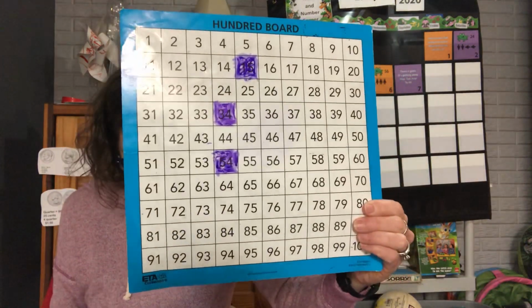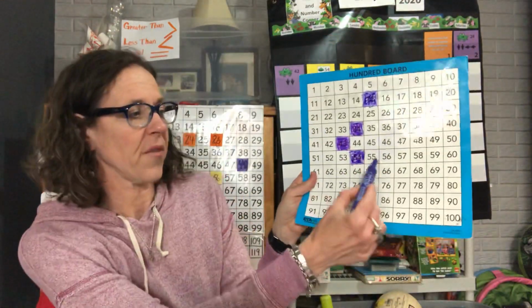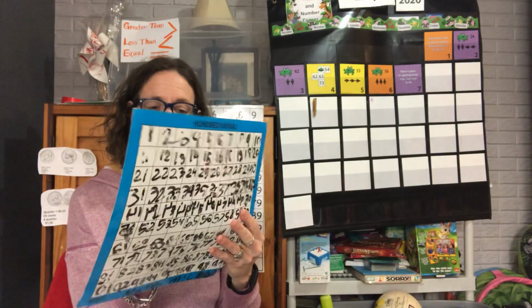All right, next one is 33 plus 10. If I'm at 33 and I add 10, what am I at? You are right, I am at 43. I wonder what we're making here. Okay, next one, 55 plus 10. Here's my 55 plus 10. You're right, 65.